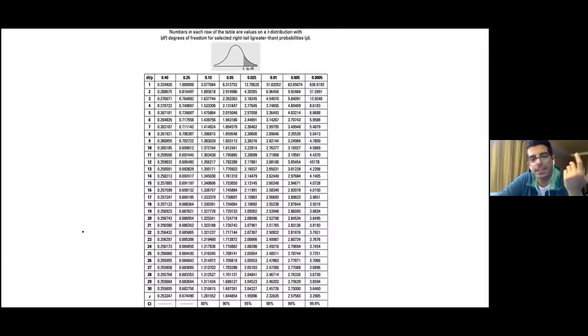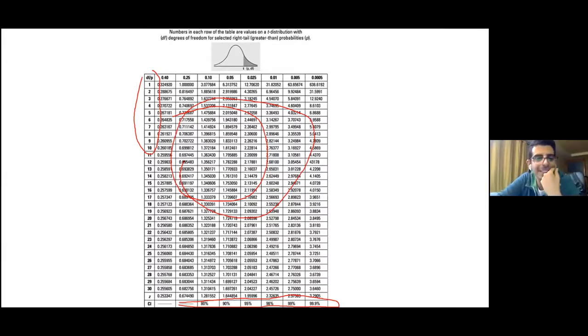So this is the T table. You don't need to know how to read it. I don't even know how to read it. But basically, it takes into account the degrees of freedom. It takes into account how good of a confidence interval you want, lots of things. And then it gives you a T value. These are all T values, and from the T value, you basically get a P value.